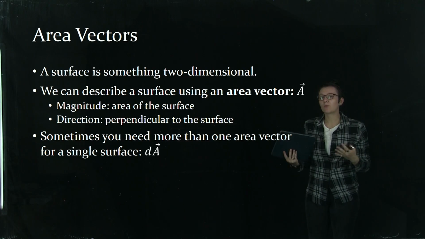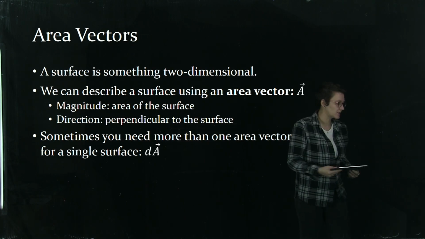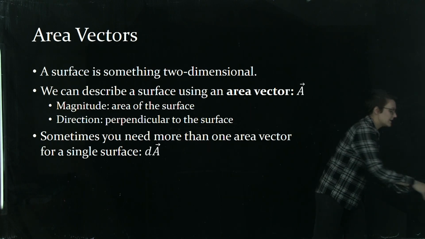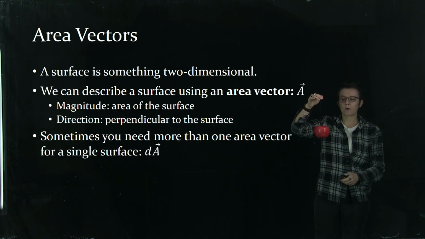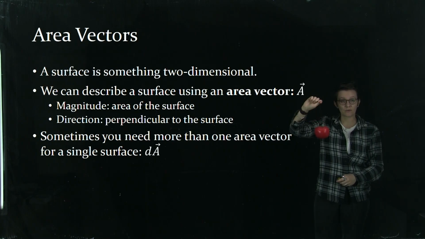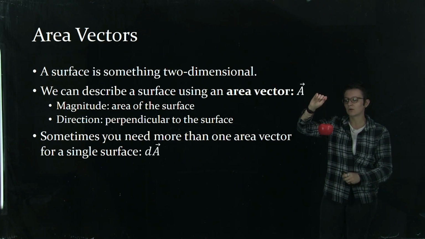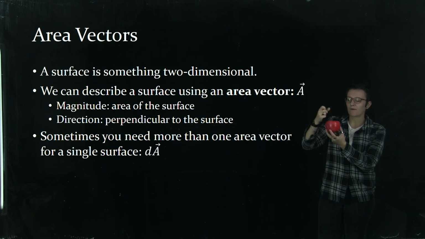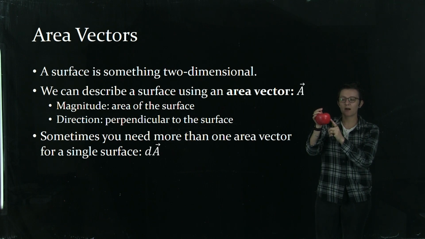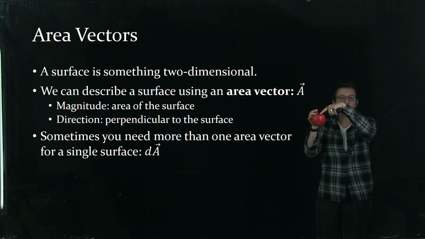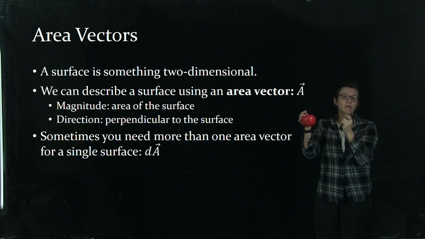Sometimes you might need more than one area vector for a single surface. So this isn't a good example of that, but maybe something like this. I have this little apple here where if I wanted to describe the surface, I would now have to describe it locally all around the apple. So if I want to talk about the surface on the edge of the apple here, I might have an area vector pointing perpendicularly out of the surface there. But if I want to talk about the surface up here, I might have an area vector pointing perpendicularly out of the surface up top. And those two area vectors are pointing in different directions.